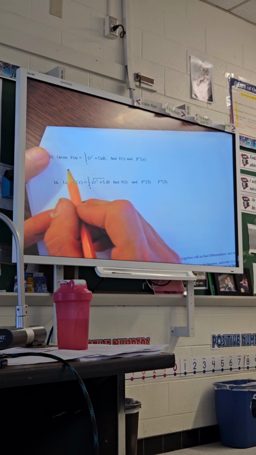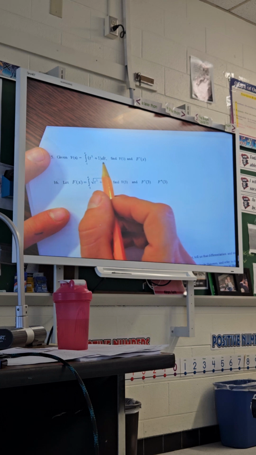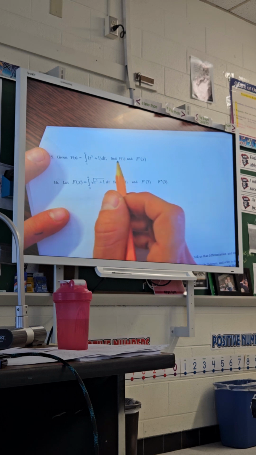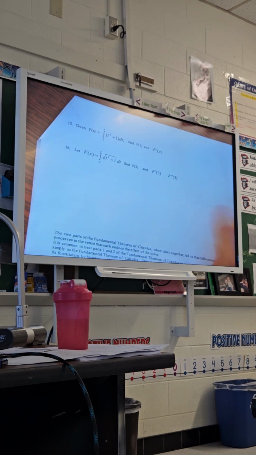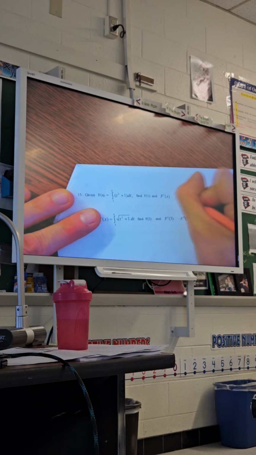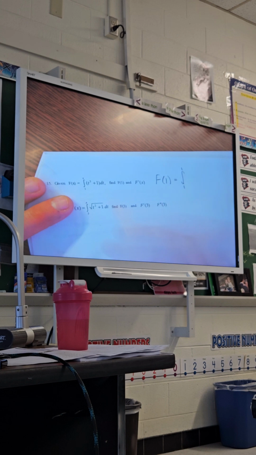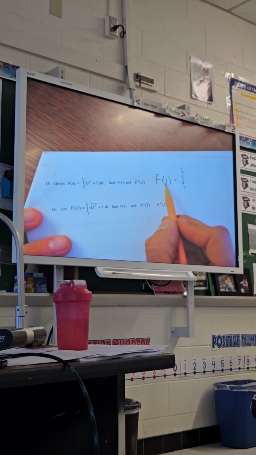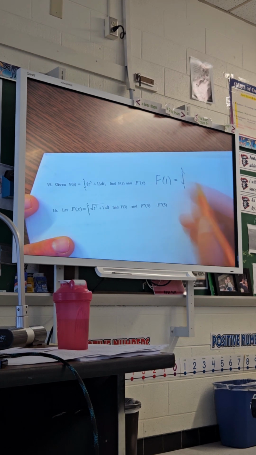Let's find F of 1. Given capital F of x equals this, find F of 1. So when x equals 1, capital F of 1 equals... Oh, wait. They tell us x is 1 because it's capital F of 1. So my upper limit, which used to say x, is now 1.